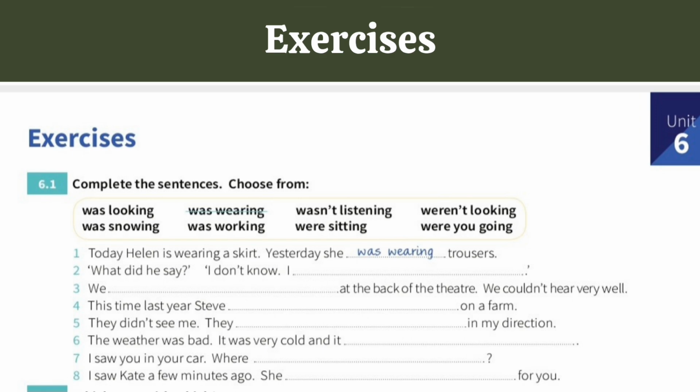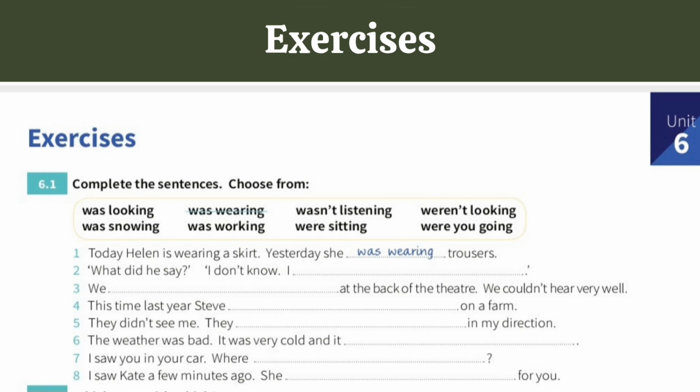Question 2. They blank playing football yesterday afternoon. Step 1. Look at the time expression. Yesterday afternoon shows past activity. Step 2. Identify the subject. The subject is they. And step 3. Choose was or were. They use were. Step 4. Check the verb, play to playing.